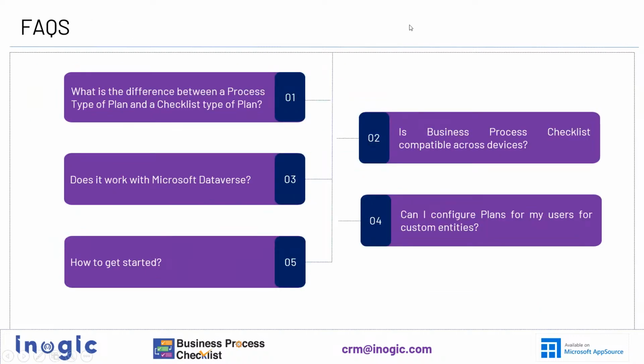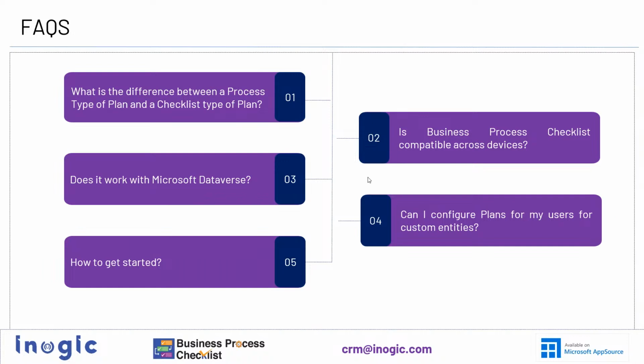So what is the difference between a process type of plan and a checklist type of plan? Well, when you select a process type of plan, the steps are dependent. Step 1 should be completed before the team member goes to step 2, step 2 should be completed before the team member goes to step 3, and so on. When you select a checklist type of plan, there are no such dependencies, and that's the basic difference between them.